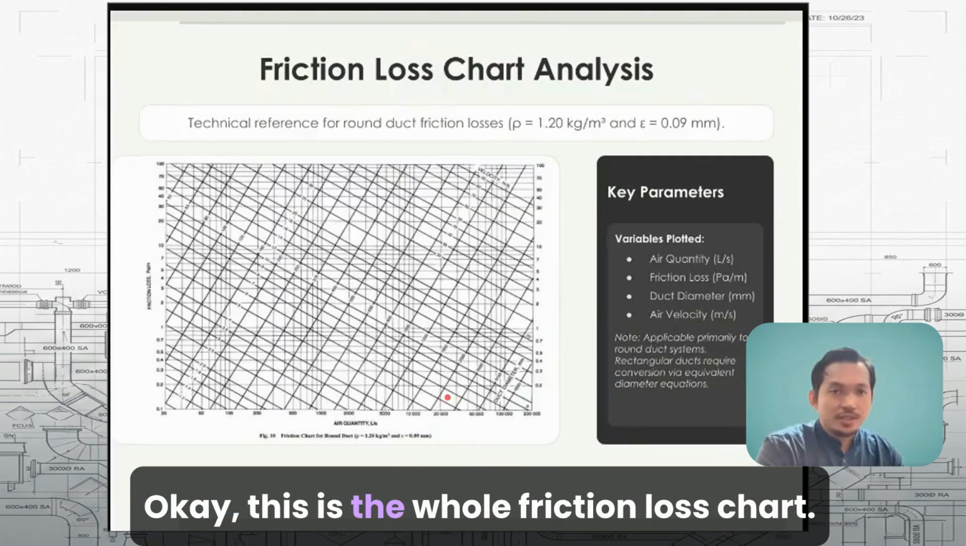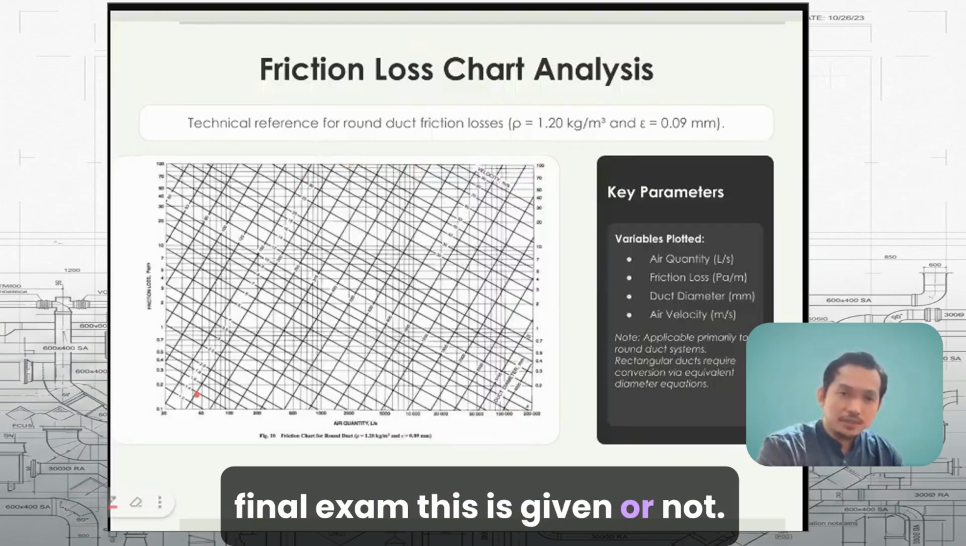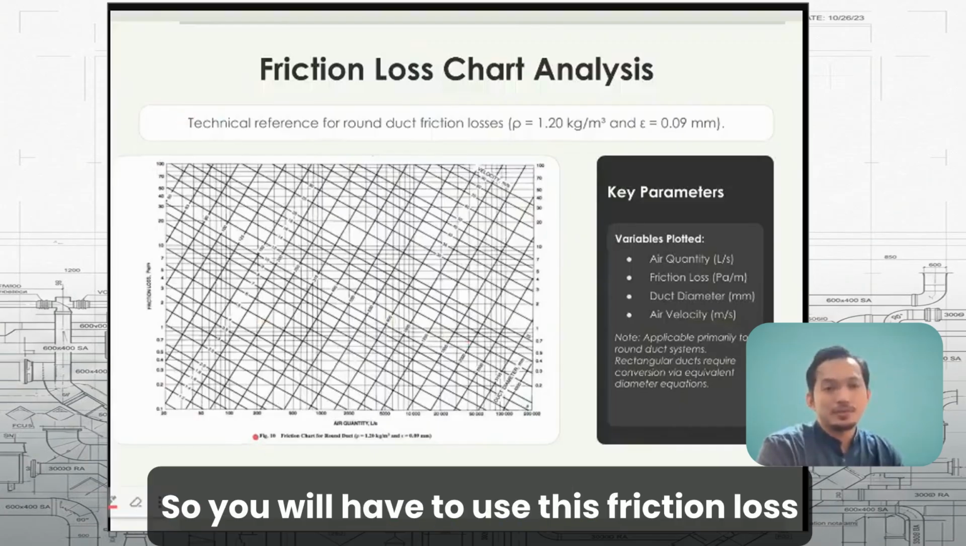Okay, this is the whole friction loss chart. I think I will check again whether this is given for the final exam or not. In the final exam, this is given. So you will have to use this friction loss chart.